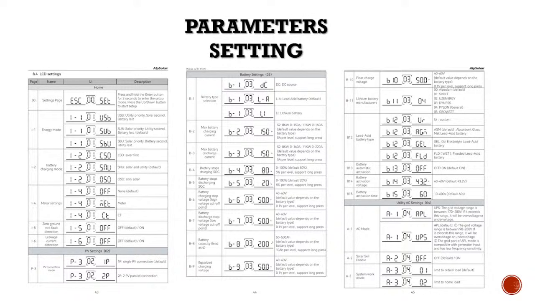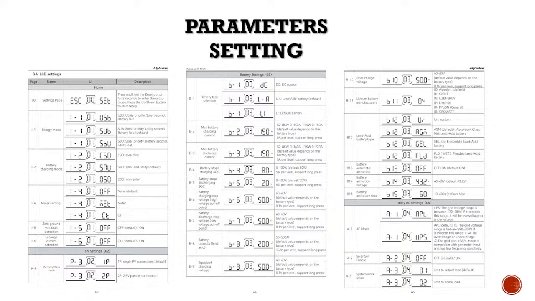But if you put it on APL, we assume that the appliances you are using are not sensitive, unlike UPS. So if your grid voltage is 90 volts, it's working fine. But if it is below 90, it will see it as low voltage, and if it is more than 280, the same. It gives you more accommodation for an unstable grid, because it believes that you are using appliances that are not sensitive. So it's advisable that you leave it on APL all the time.